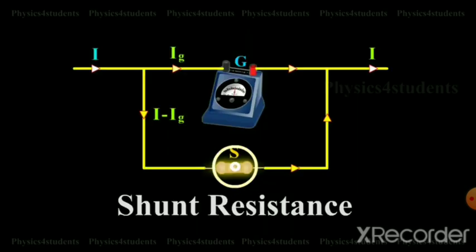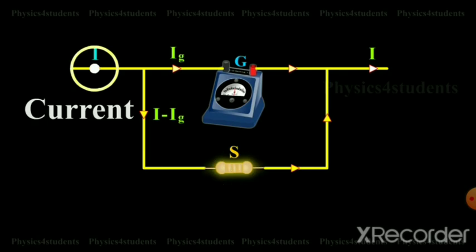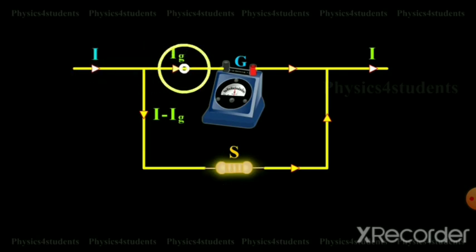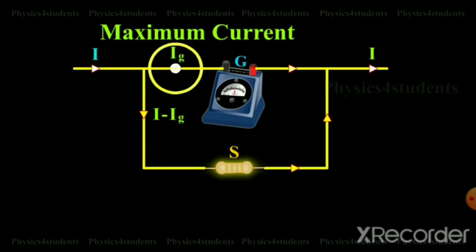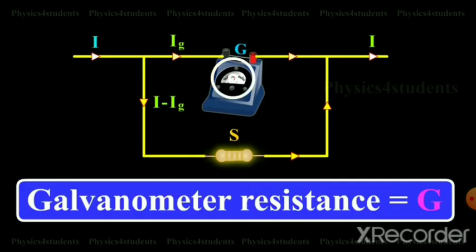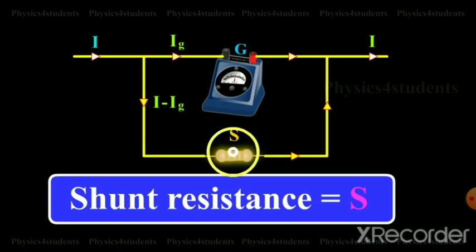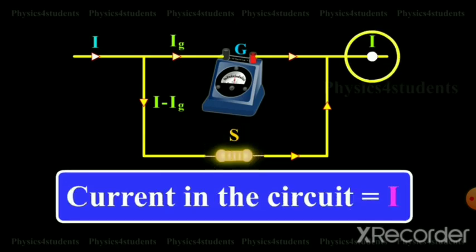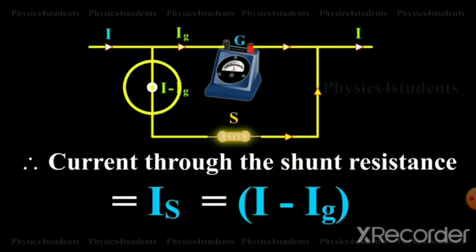The value of shunt resistance depends on the fraction of the total current required to be passed through the galvanometer. Let Ig be the maximum current that can pass through the galvanometer. The current Ig will give full-scale deflection in the galvanometer. Galvanometer resistance is equal to G. Shunt resistance is equal to S. Current in the circuit is equal to I. Current through the shunt resistance is Is = I − Ig.